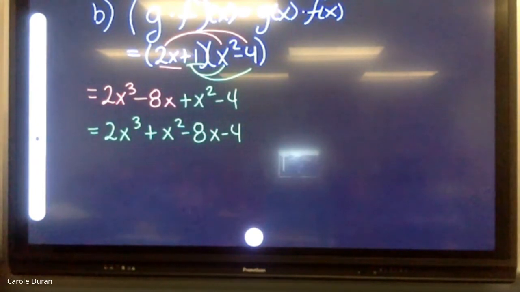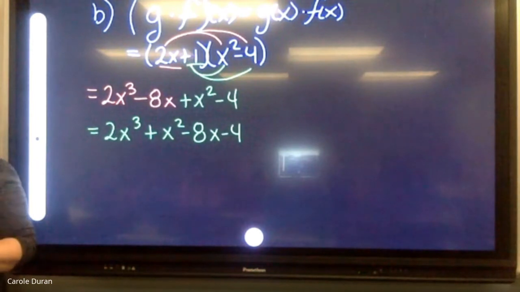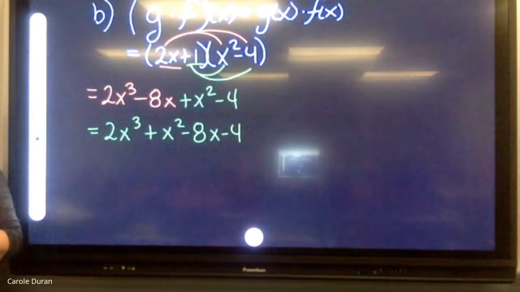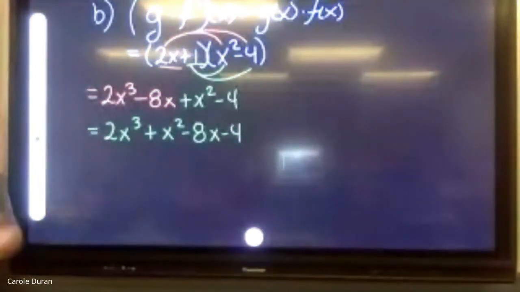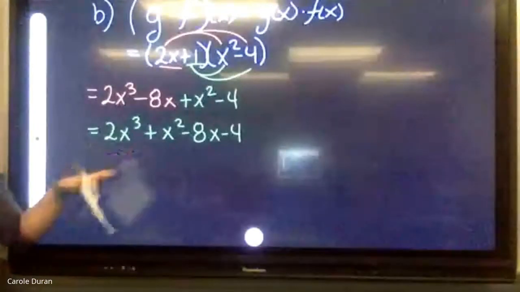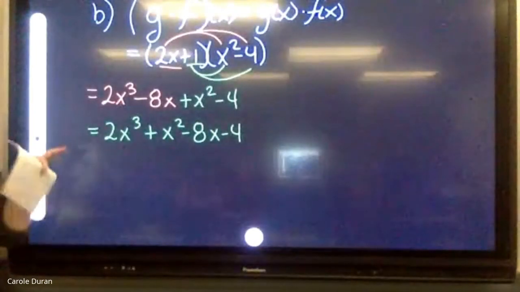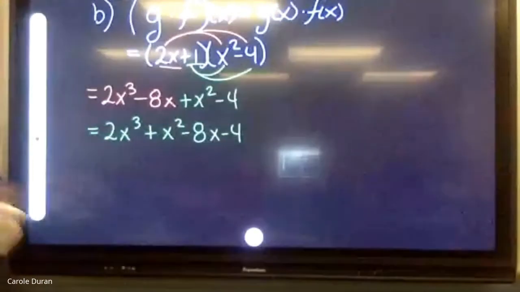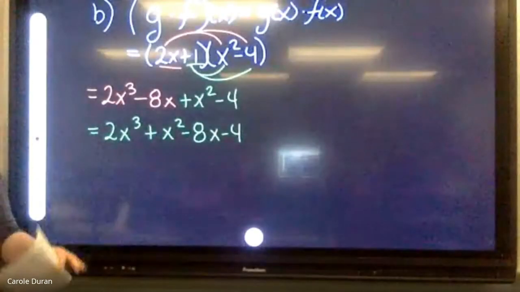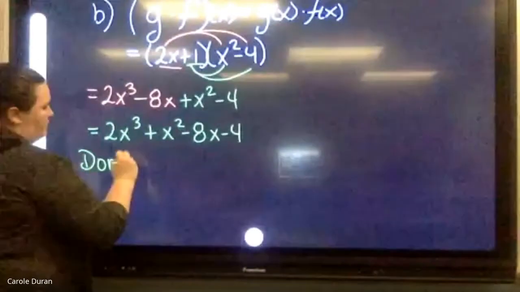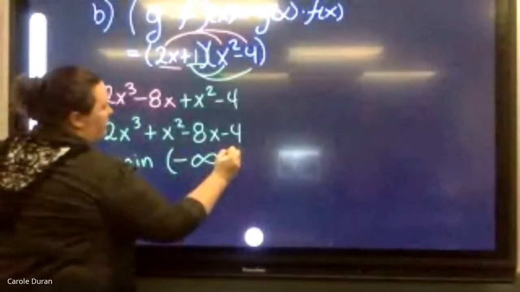Christina, what would be my domain here? So the negative infinity to positive infinity, right? Is there a denominator here that I have to worry about? No, there's no fraction at all. It's all on the same level, which means I can plug any number into this and it's going to give me an answer. So my domain is negative infinity to infinity.